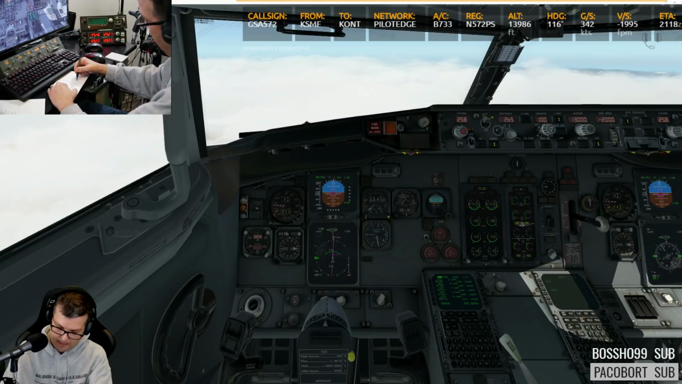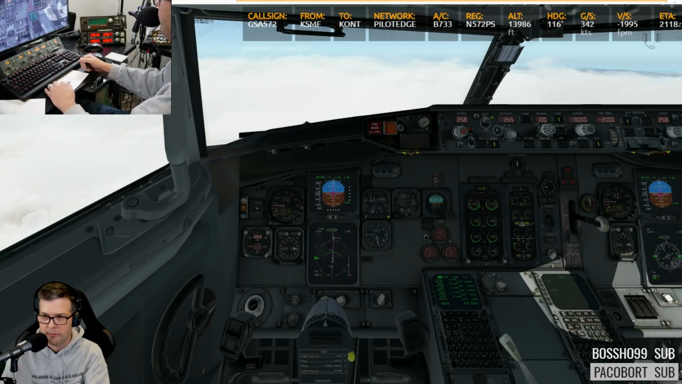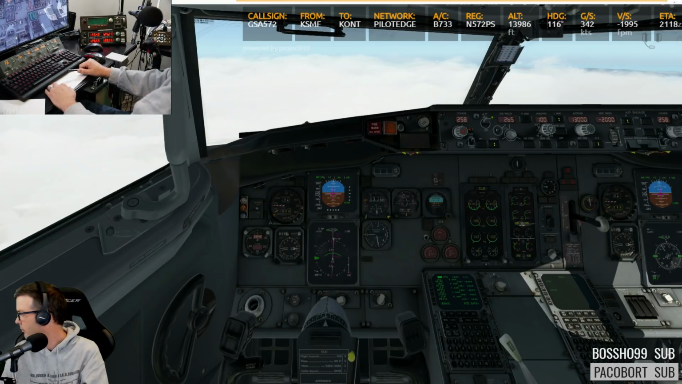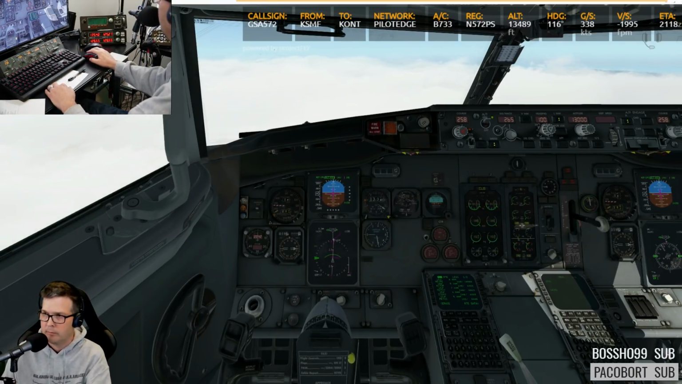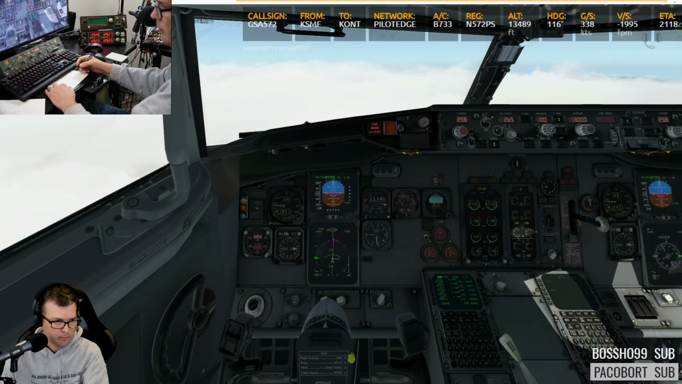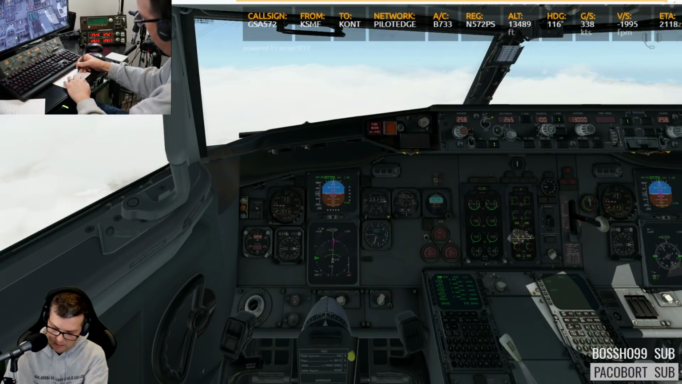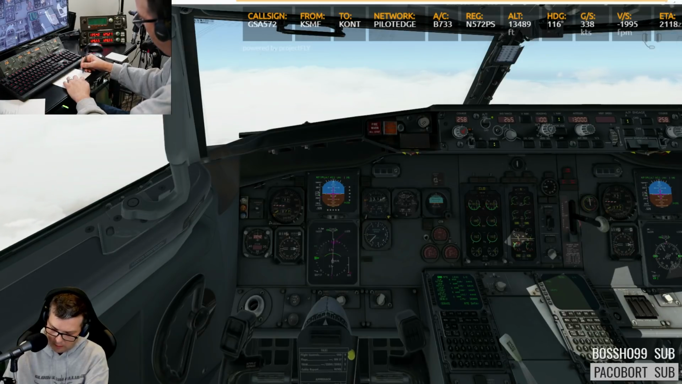172 Tango, Palm Springs Tower, runway 31 left, cleared for takeoff. Wind 310 at 18. Global 572, SoCal approach, turn 5 degrees right, descend and maintain 9,000, vector ILS runway 26 left approach.